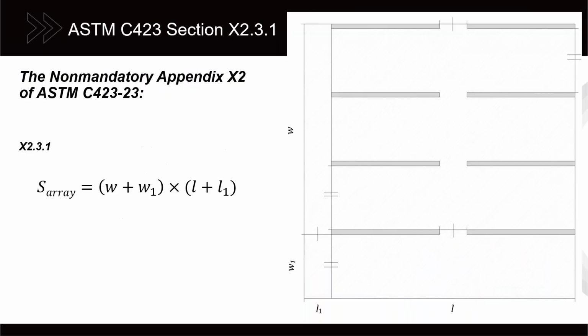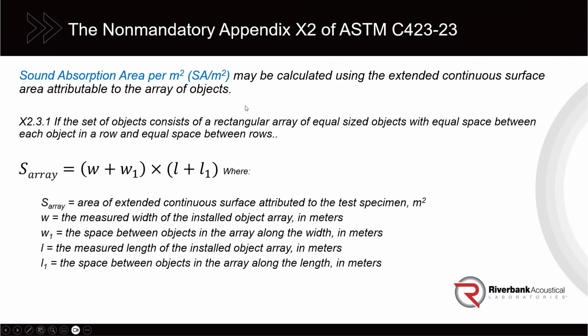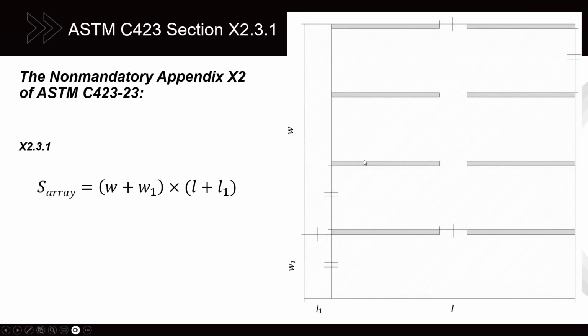Really, the examples are showing vertical, but these same definitions would apply even if the object was suspended horizontally, because you would have equal size objects with equal space between each object in a row and equal space between rows. So regardless of the shape or orientation of this layout, the calculation would remain the same.